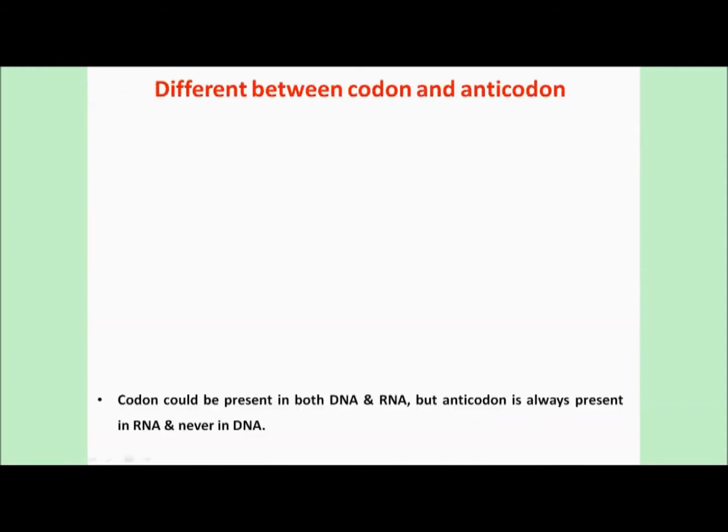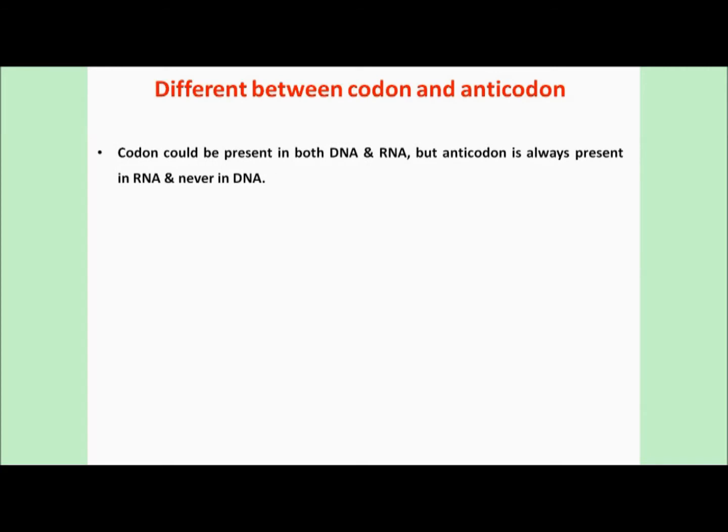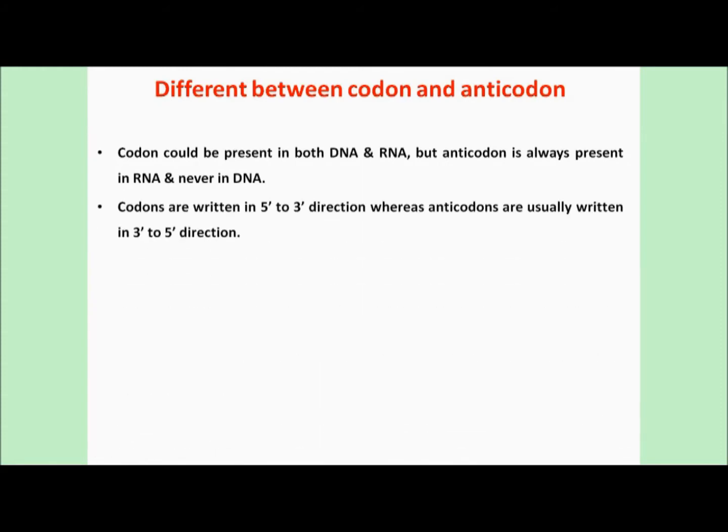Clear? The base of the tRNA, which will pair with the mRNA during the translation process, is known as the anticodon. So the difference between codon and anticodon: the codon could be present in both DNA as well as in RNA, right? But the anticodon is always present in the RNA, as it is found in the tRNA. It is never seen in the DNA. Moreover, the codons are written in the direction of 5' to 3', whereas the anticodons are written in the direction of 3' to 5'.